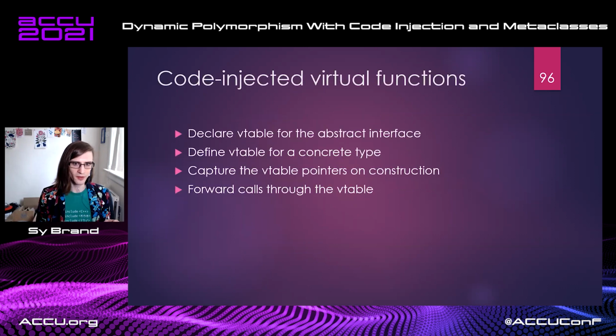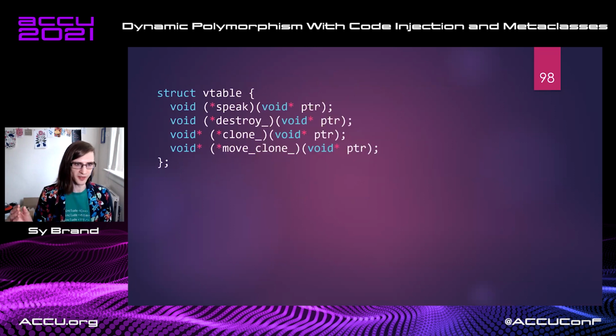Okay, so we're going to follow exactly the same algorithm we did at the start of the talk, but instead of writing by hand, get the compiler to write it for us. So the first thing is declaring the vtable. Now, if you remember, this is what our vtable looked like. We had our speak function and then destroy, clone, and move clone. Now, the last three are going to be the same no matter what your facade is. It's only the top one which is going to change, or you might have more than one. Someone's asking if metaclasses would make this even better. I'm going to speak about that at the end, yeah.